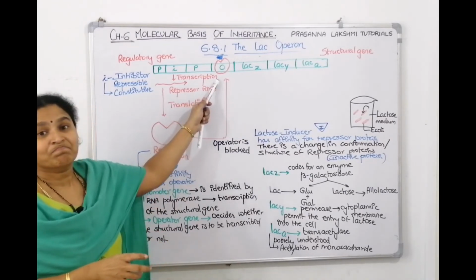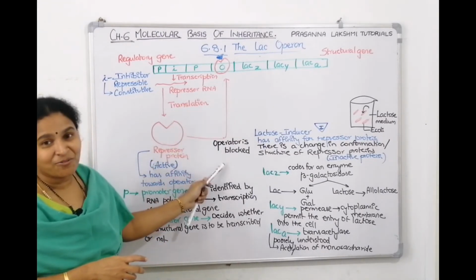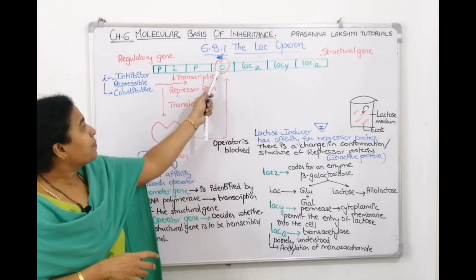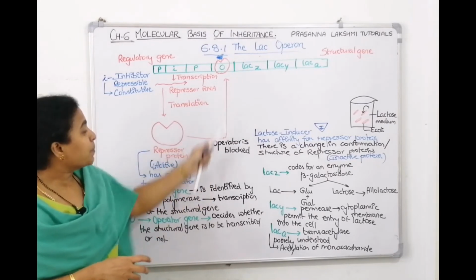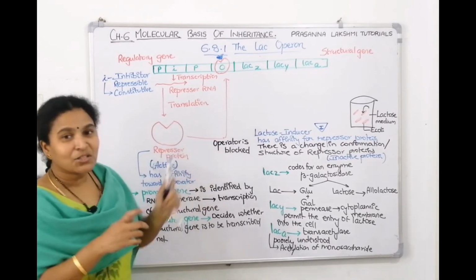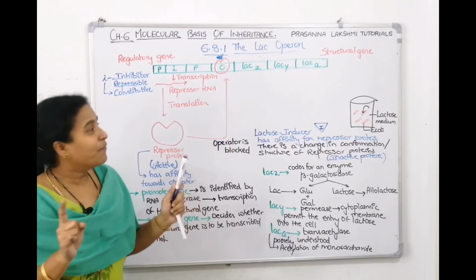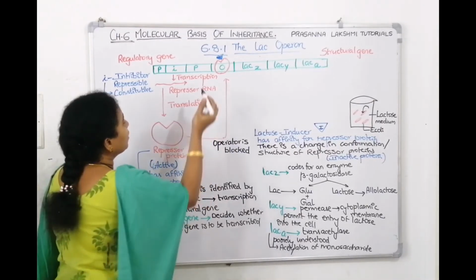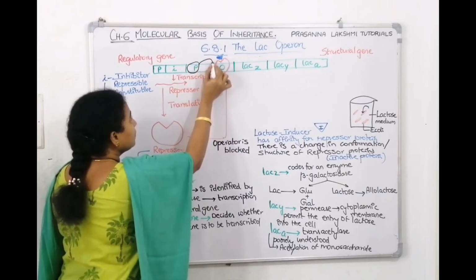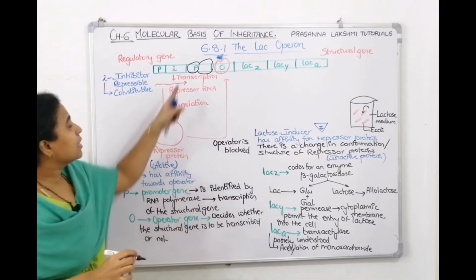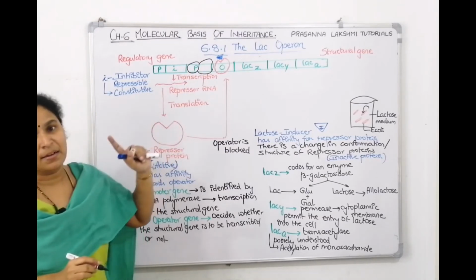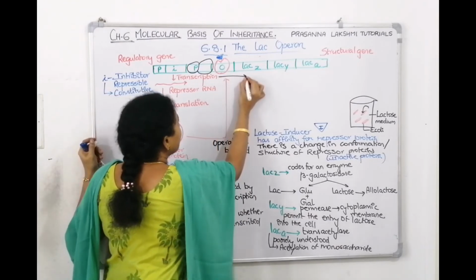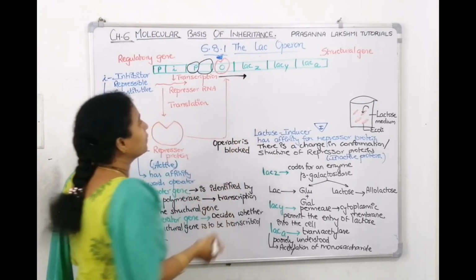Children, when it is inactive, can it bind here? It cannot bind. The repressor protein drops down. When it drops down, the operator is not blocked; the operator is free. When the operator is free, the RNA polymerase, with its sigma factor, can come and bind here. When the RNA polymerase binds, it will slide.